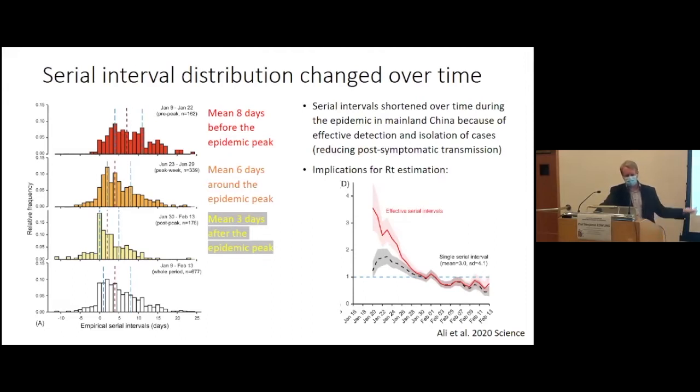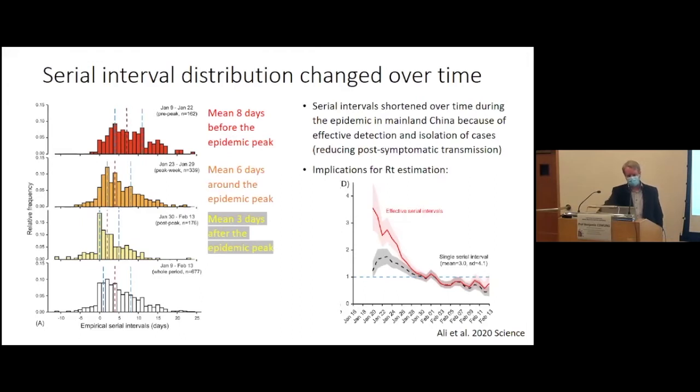When I gave the estimate of R0 on the first slide from the epidemic in Wuhan, we needed an estimate of the serial interval, which was 7 days in that case, to estimate the reproductive number. And in Hong Kong, we're using the serial interval to estimate the changes in reproductive number over time. What we found in mainland China is that the serial interval is actually changing.